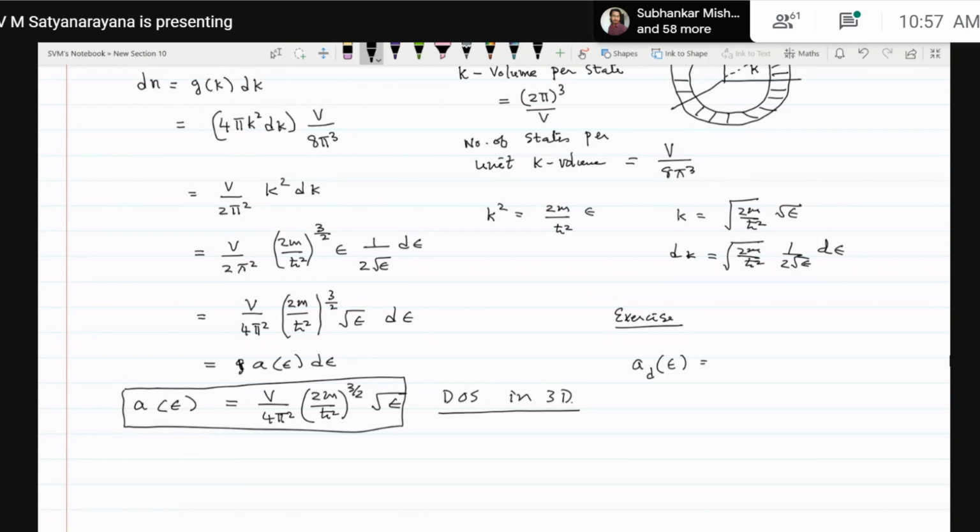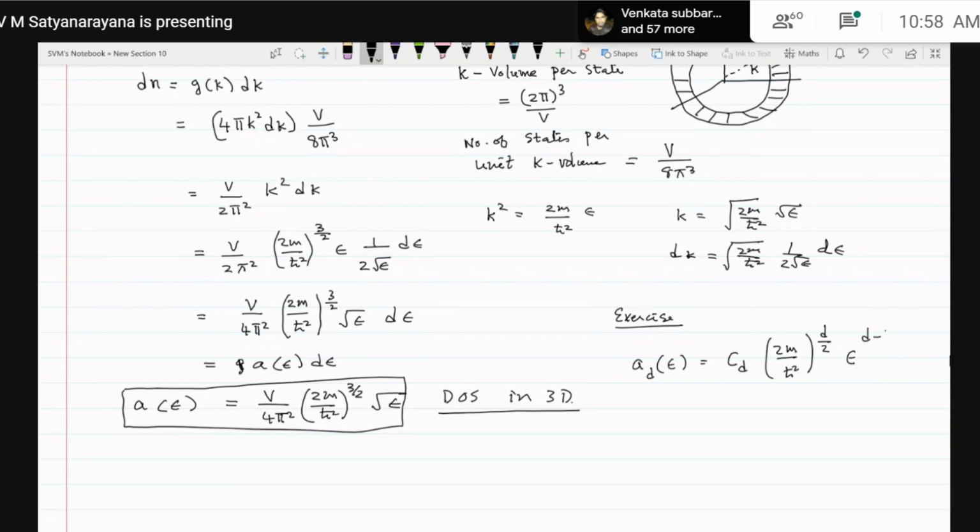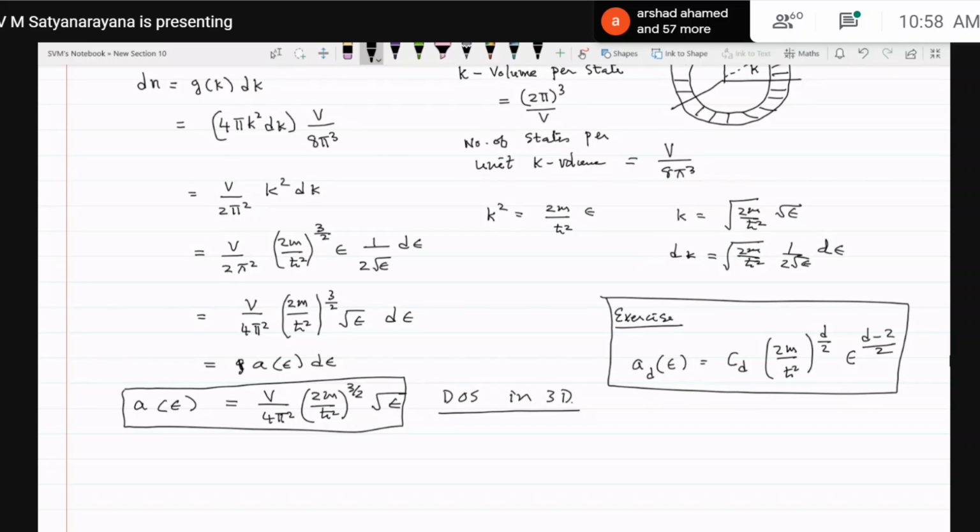A of epsilon is equal to some constant which will depend on the dimension, C_d, and then we have (2m/ħ²) to the power d/2, and epsilon to the power (d-2)/2. So this is the general expression. In 2 dimensions, the density of states will be independent of energy. In 1 dimension, it will be epsilon to the power minus half.